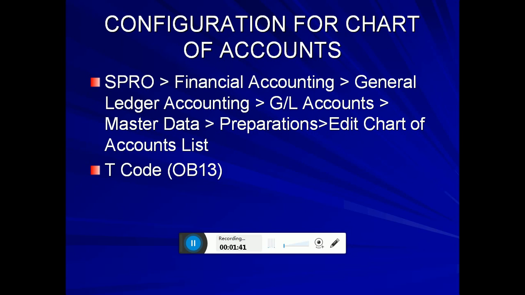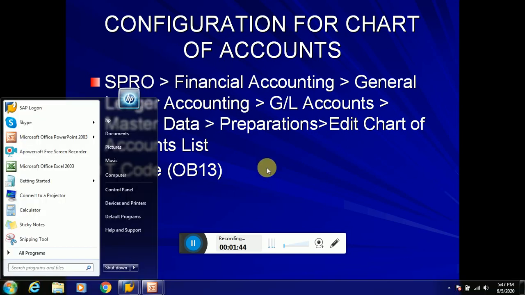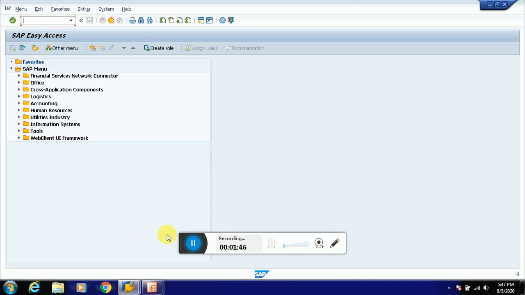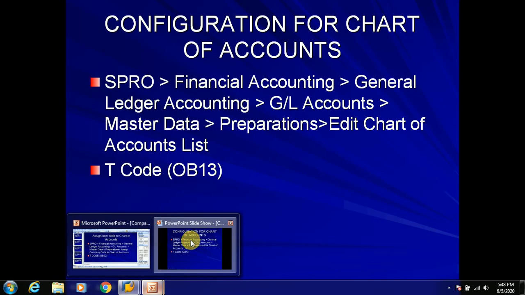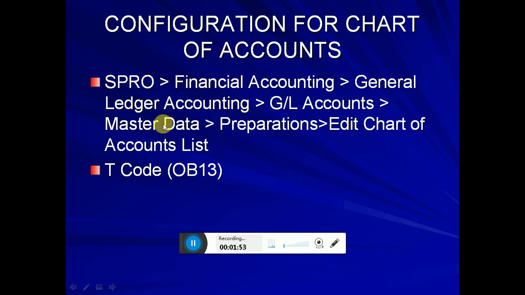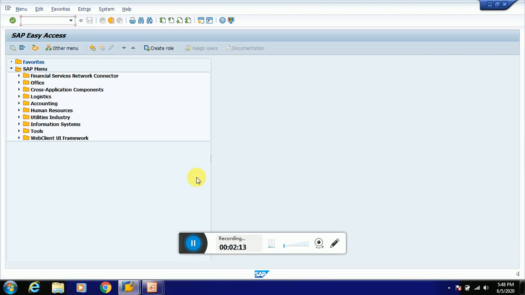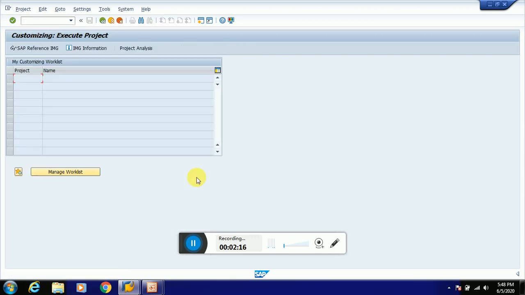So now we have to configure the chart of account. I am going to SAP now. I have already given the navigation for the creation of chart of account in this slide. We have to go to financial accounting, general ledger accounting, GL accounts, master data, preparation, edit chart of account list. I have also given the transaction code. Transaction code means it is a shortcut. So now I am going to show you with the help of navigation.